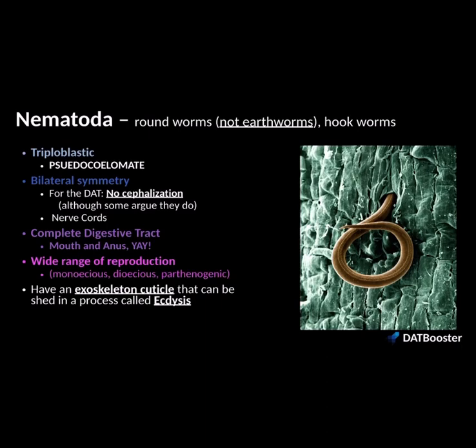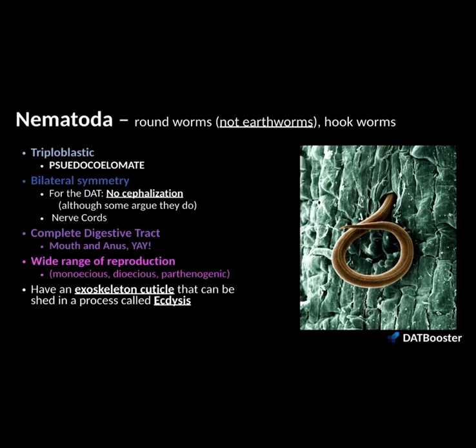Nematodes express bilateral symmetry in their body plans. That makes sense because they're triploblastic. However, not all bilaterally symmetric animals have cephalization, and nematodes are just that. So for the DAT, there is no cephalization found in nematodes, even though in some textbooks, they argue that they do have cephalization. So this is one of those gray areas in biology. I highly doubt you're going to have a question on cephalization and nematodes. However, what you should know is that there is a nervous system, and that consists of nerve cords.